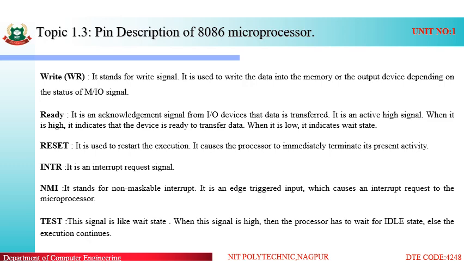Test pin. This signal is like a wait state. When this signal is high, the processor has to wait in an idle state until the execution continues. So it is used to test the microprocessor, whether it is in idle form or in execution form. So it is used to test.